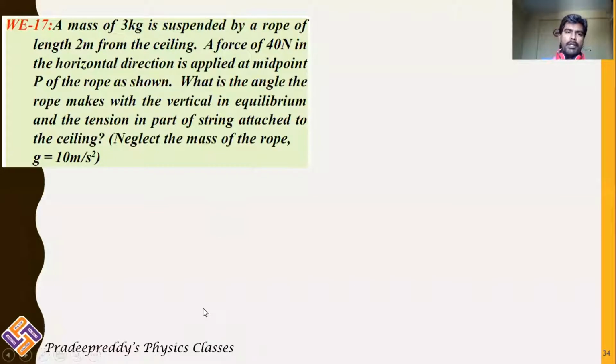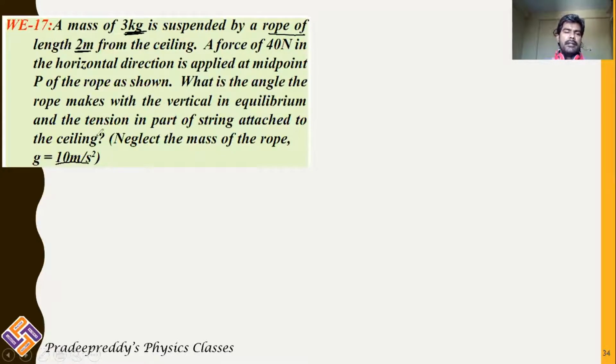Let us solve one problem based on equilibrium condition. A mass of 3 kg is suspended by a rope of length 2 meter from a ceiling. A force of 40 Newton in the horizontal direction is applied at the midpoint of the rope. What is the angle the rope makes with the vertical in equilibrium, and the tension in the part of the string attached to the ceiling? Take g value as 10 meter per second square.